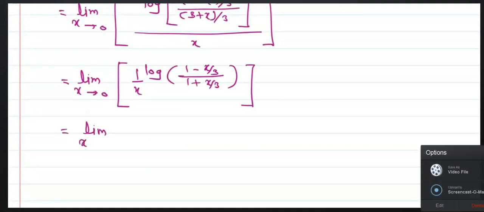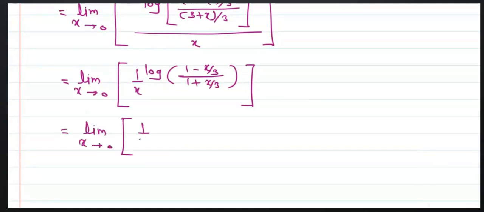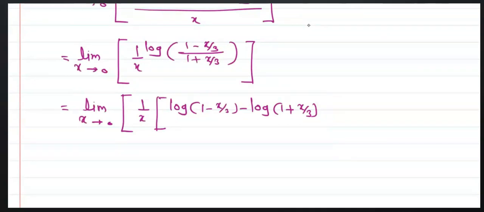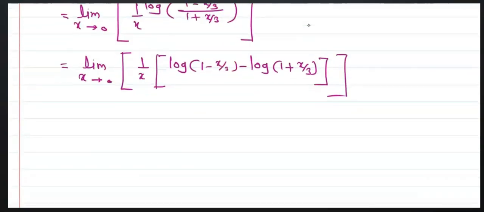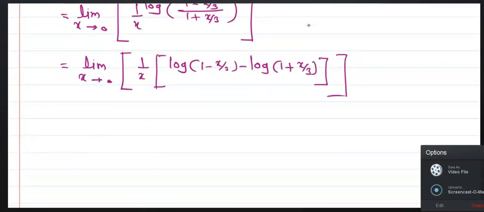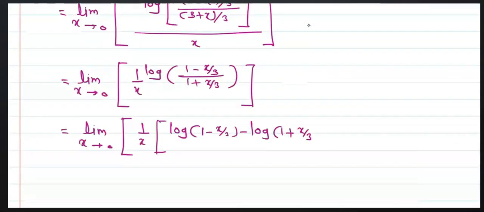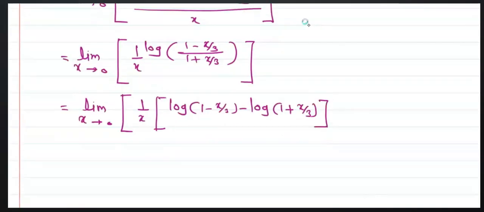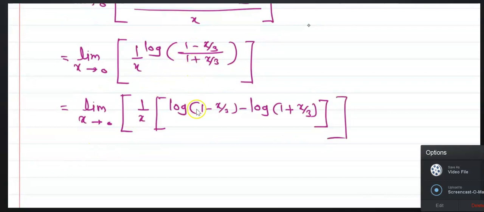1 upon x. Limit x tends to 0, 1 upon x, log of 1 minus x upon 3 minus log of 1 plus x upon 3. Now again I am splitting here. Now see this here. This is the division and I am again applying the rules of the logarithm. That is 1 upon x, log of 1 minus x upon 3 minus log of 1 plus x upon 3.